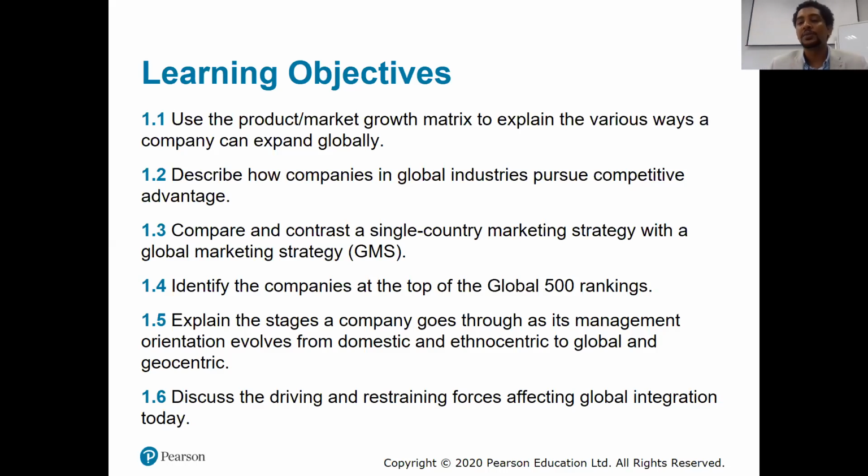So in the third objective, we will talk about how we can differentiate, or how we can adopt, marketing strategy for a single country and marketing strategy for a global business, which is global marketing strategy. Okay, so we will differentiate these two, and we will also differentiate the strategies used in single country marketing and in global marketing. And the fourth objective is to identify the companies at the top of the global 500 rankings.